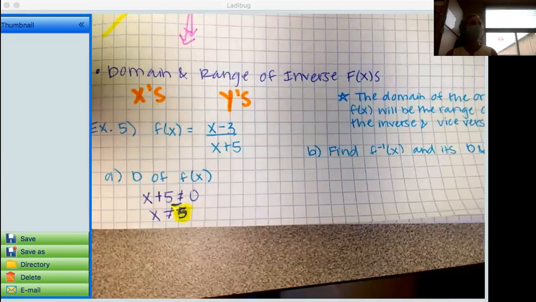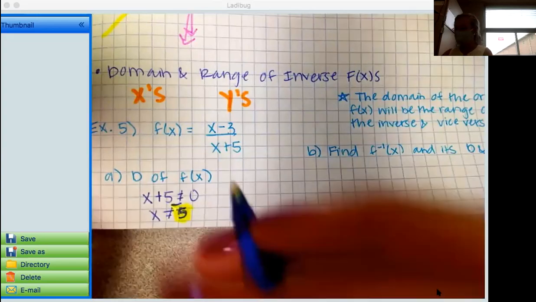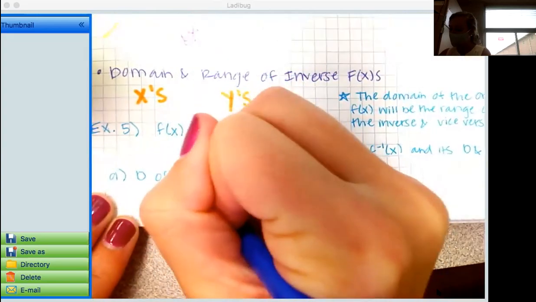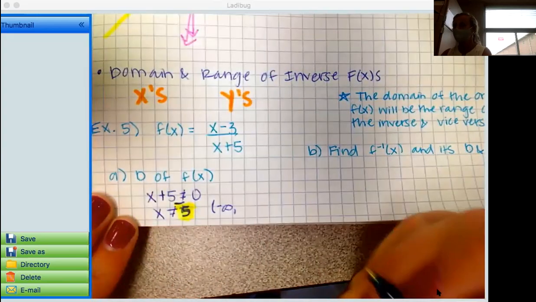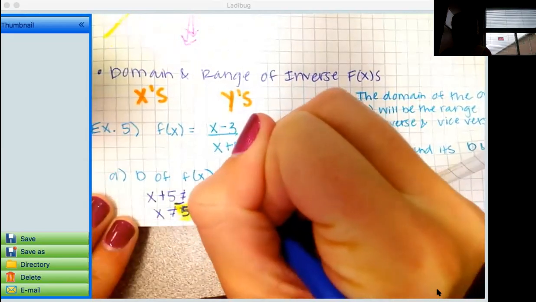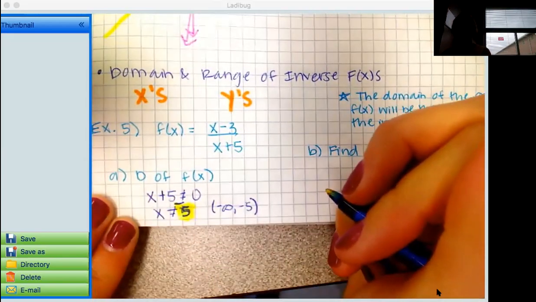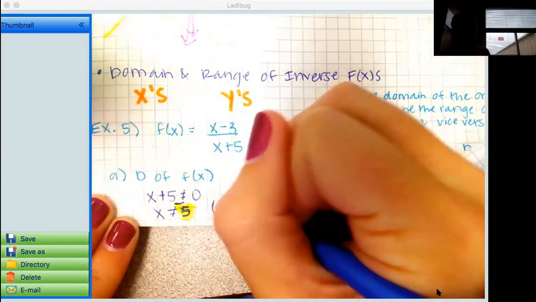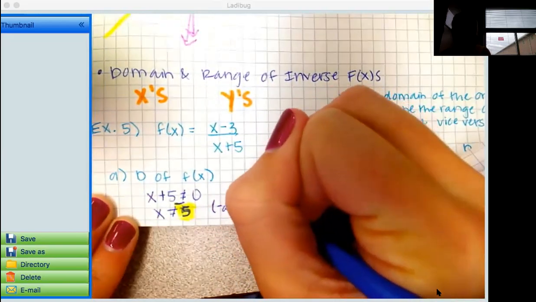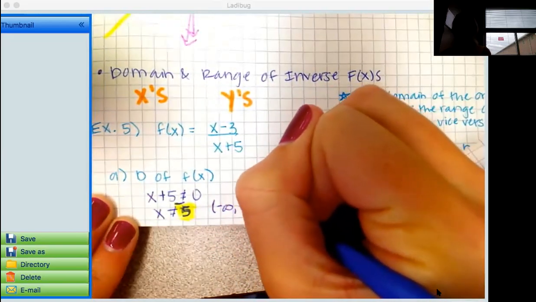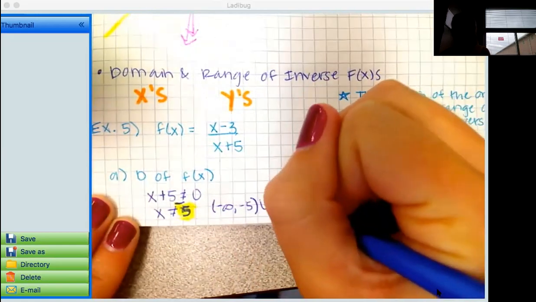So how would we write the domain? Come on, Ross, speak up. Negative infinity to -5, and it can't be -5, so I'm going to use parentheses, right? What comes next? Good. Pick it back up at the whole, -5 to, there we go.